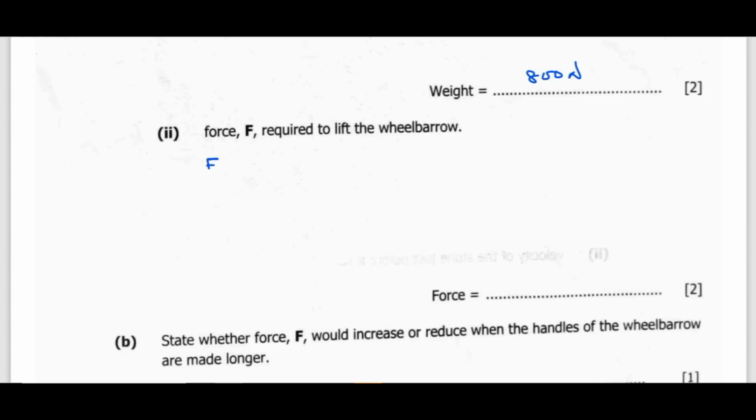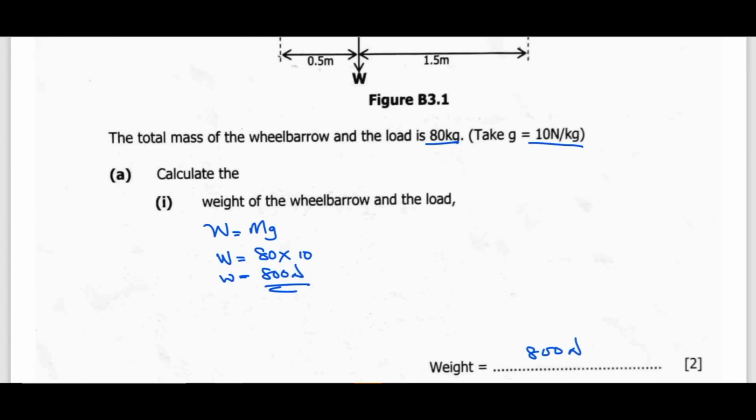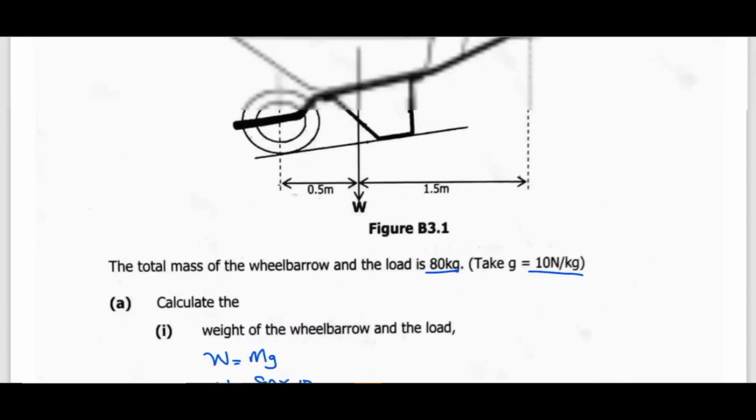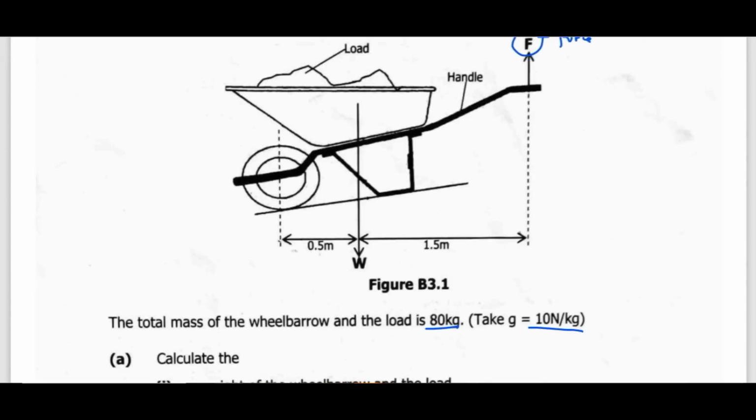So we are going to say F times distance 1 is equal to the weight times distance 2. When we look at the wheelbarrow very closely and carefully, you'll find that there are certain things that we have to understand here. So we have the distance. Distance 1 is from here up to there. So this is distance 1.